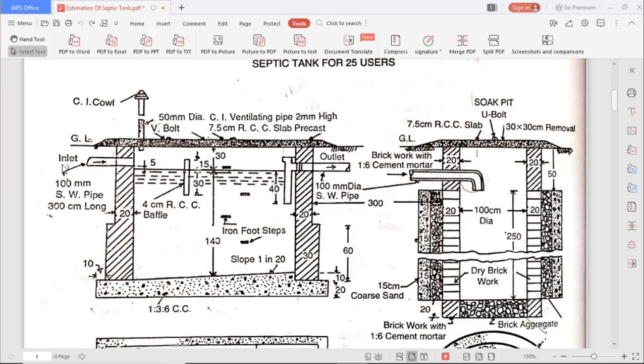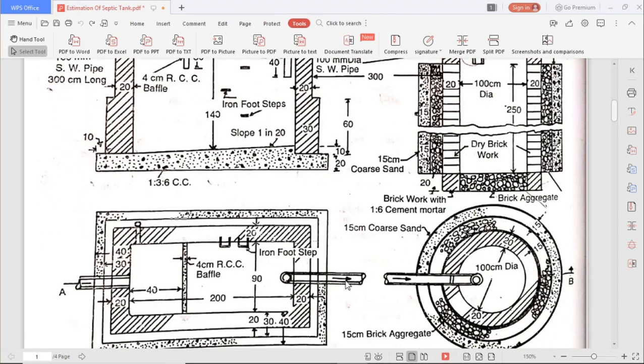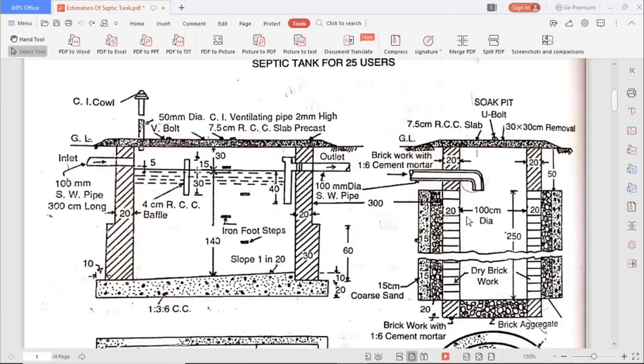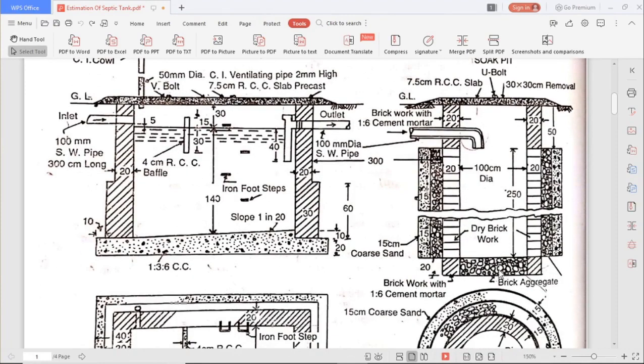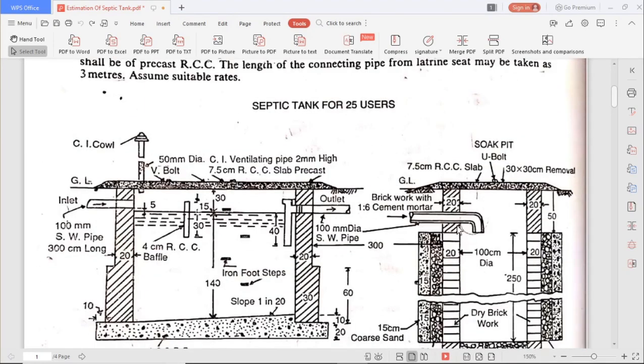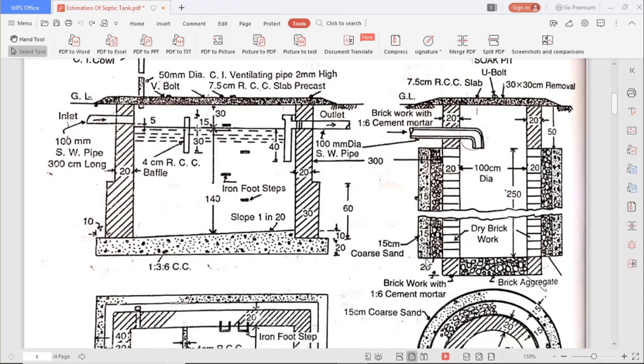This is the inlet from where the latrine waste flows in, and here is the outlet of the septic tank. From this outlet it goes to the soak pit. In the soak pit, as you see here, there is a brick aggregate in the foundation. Then the 20 centimeter wall is there, and 15 centimeter outer coarse sand.